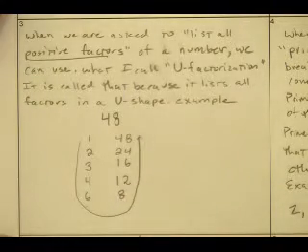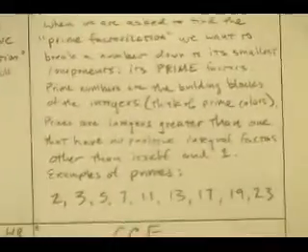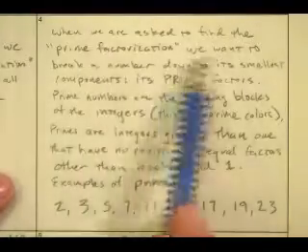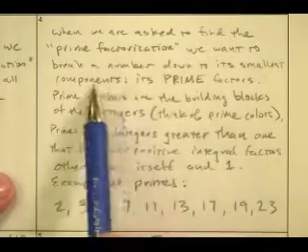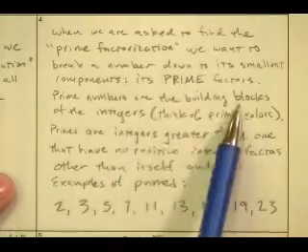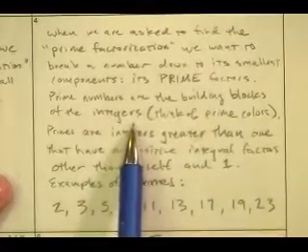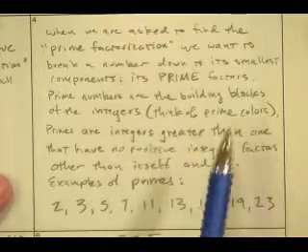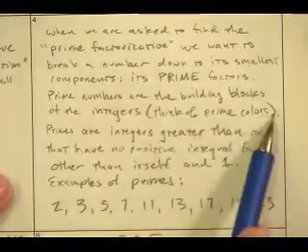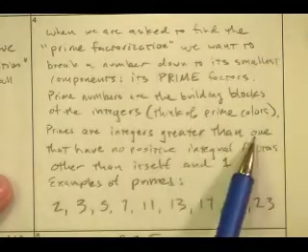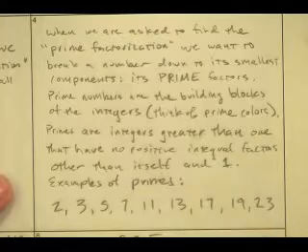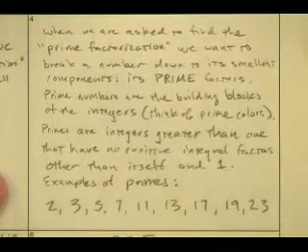But there's another factorization you're sometimes asked for, and that's called the prime factorization. When you're asked to find the prime factorization, we want to break a number down into its smallest components, its prime factors. Prime numbers are the building blocks of the integers. Think of primary colors, the colors that build all the colors. Well, prime numbers are the building blocks of all the integers. Primes are integers greater than 1 that have no positive integral factors other than itself and 1. Basically, it has 2 positive factors, itself and 1.